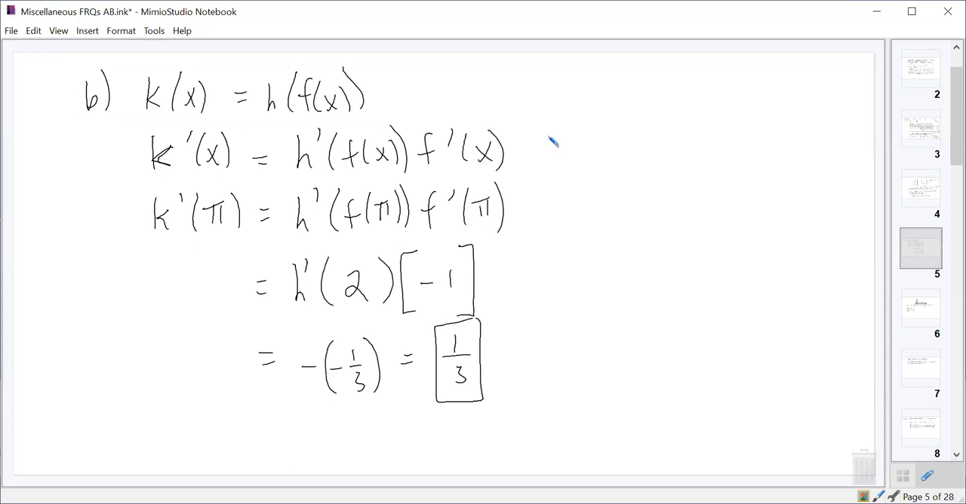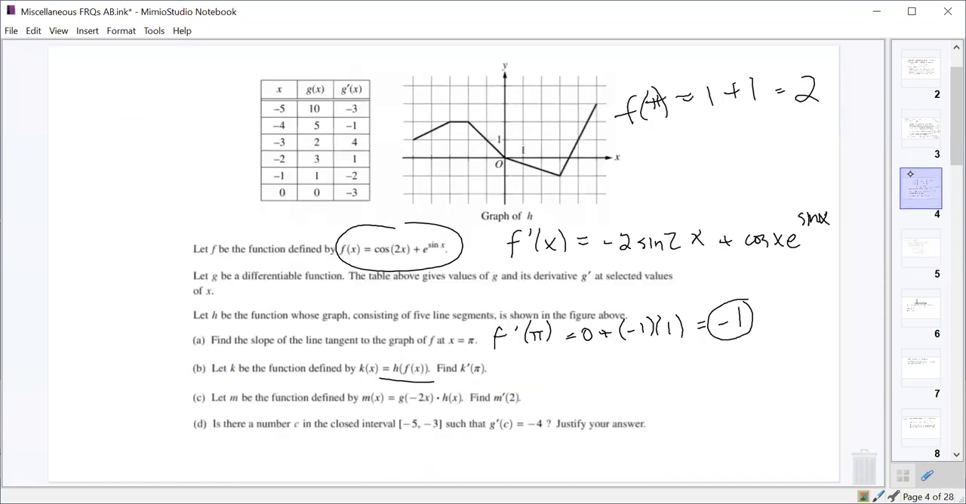But two of the points here were for getting k prime of x. So make sure you write that expression. And then 1 point was for that. Everybody good with me? Let's talk about C.